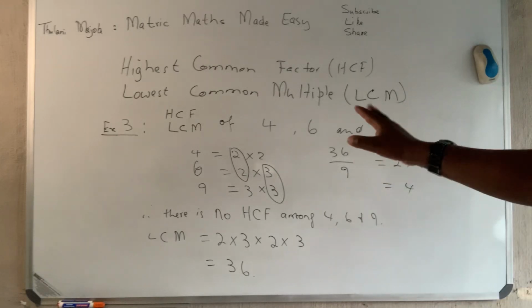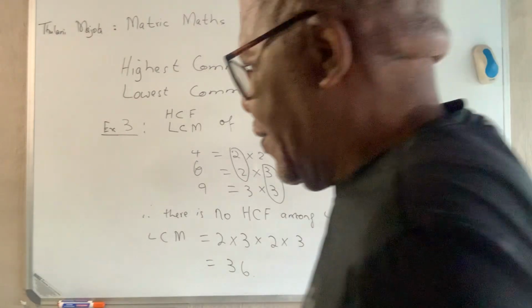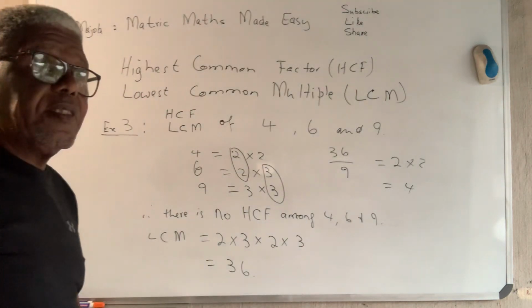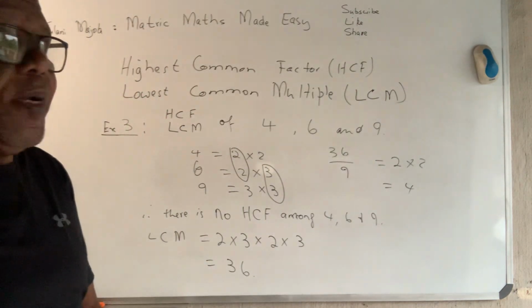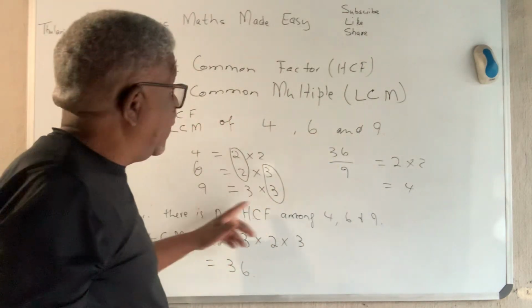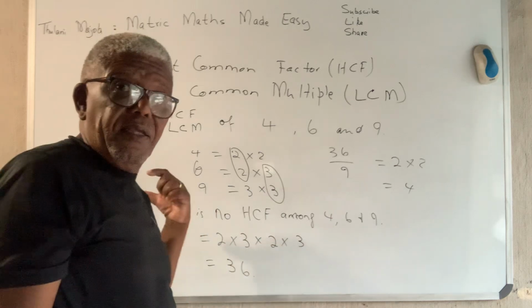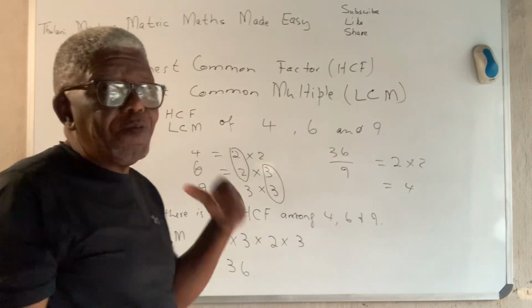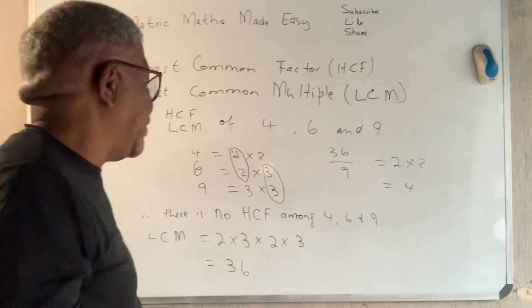Take note that not all numbers have got a common factor, but all numbers will have a lowest common multiple. And note also that here we're dealing with natural numbers. All of these numbers that I've been dealing with are natural numbers. If you don't know what natural number or prime number is, go to my first video on real number system.